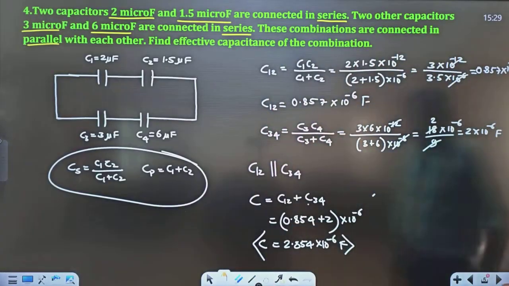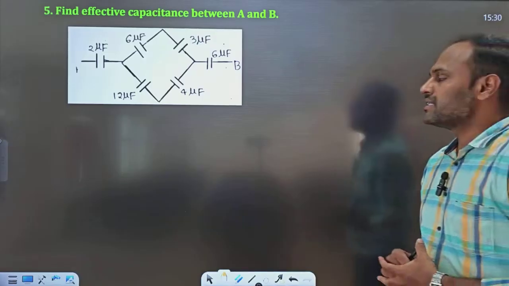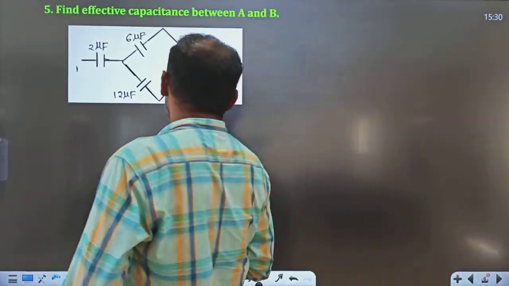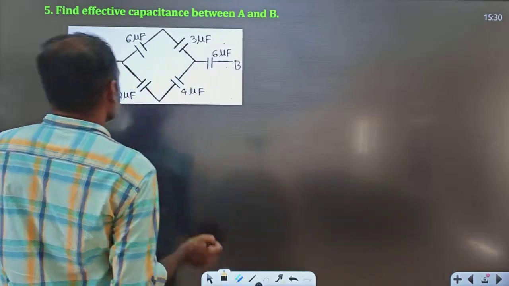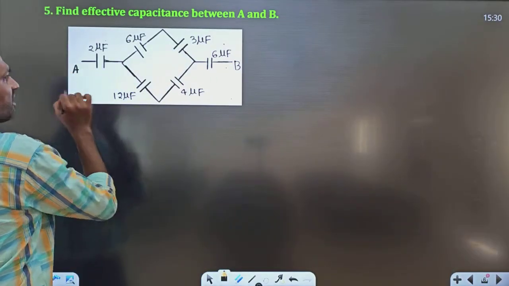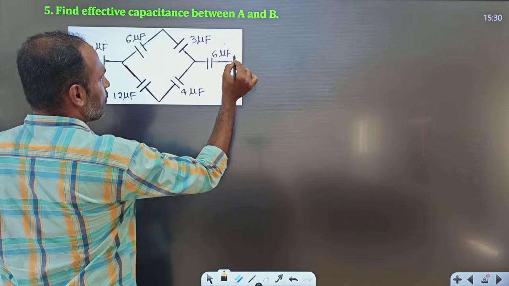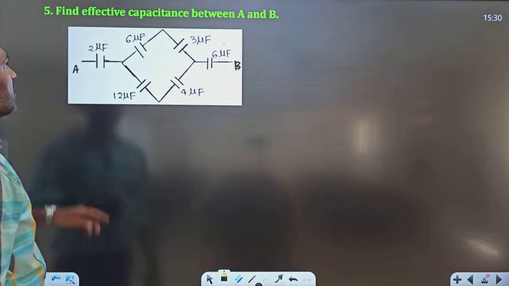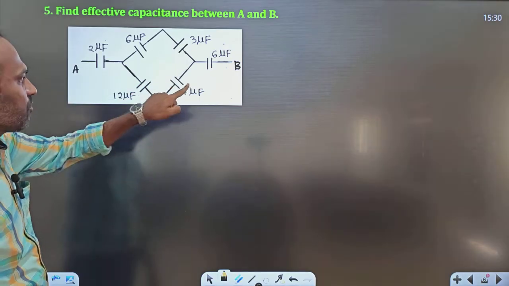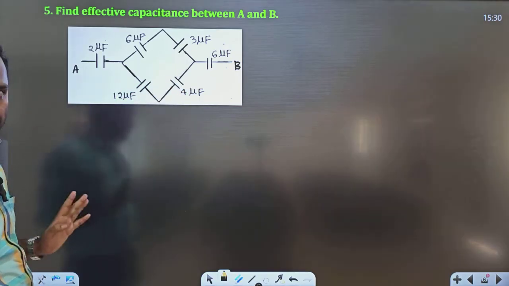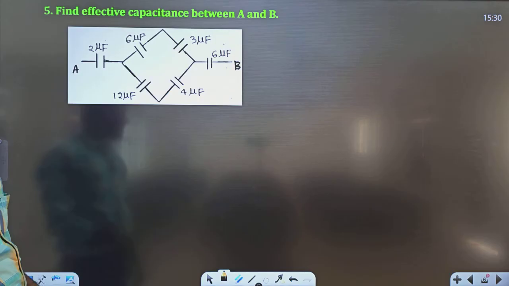Okay, we'll go for the next question then. See, find the effective capacitance between A and B. This is A, this is B. So we have to find the effective capacitance between A and B. This is 2 microfarad, 6 microfarad, 3 microfarad, 6 microfarad, 4 microfarad, 12 microfarad. Right? So how to identify the combinations now?